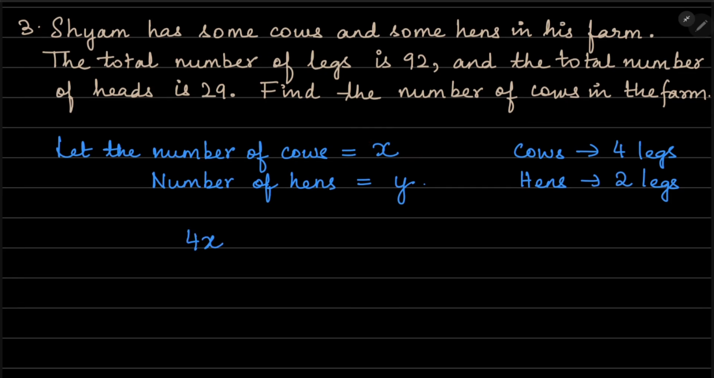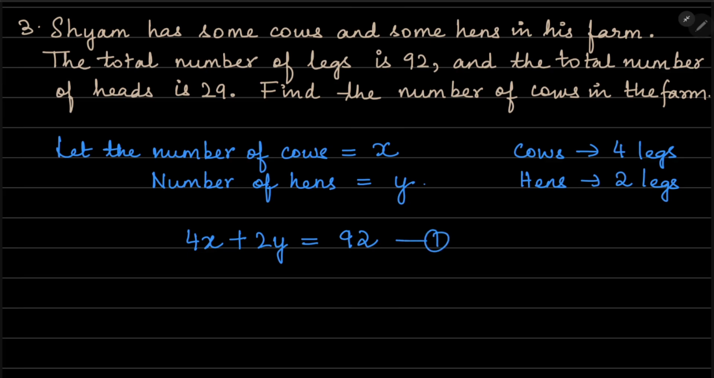We are only going to talk about the total number of legs. Now, if one hen has got 2 legs, how many will 2 hens have? 2 into 2. How many legs will y hens have? Y into 2, which is 2y. So plus 2y. This is the total number of legs summed up. You're summing up the total number of legs that x cows have and the total number of legs that y hens have. So it is equal to what is given. It's equal to 92. So this is your equation 1.